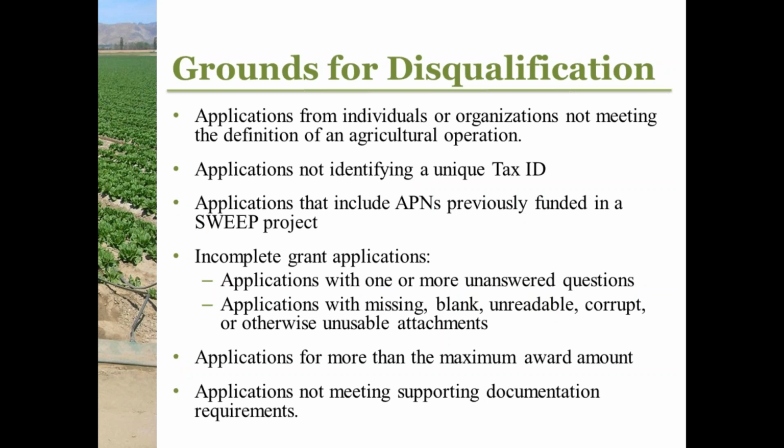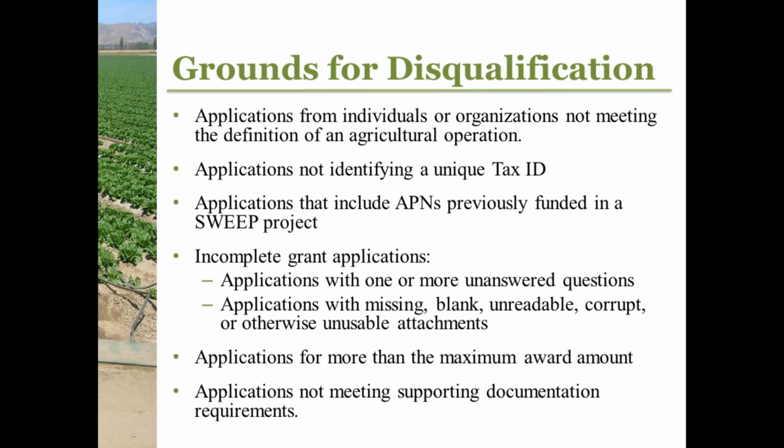Okay, so this is Crystal again. I just wanted to go over a few friendly reminders. All of this information is outlined under grounds for disqualification at the bottom of page 11 and on page 12 of the request for grant applications. But every round, unfortunately, we've had to disqualify some applications, and these are some of the common reasons why.